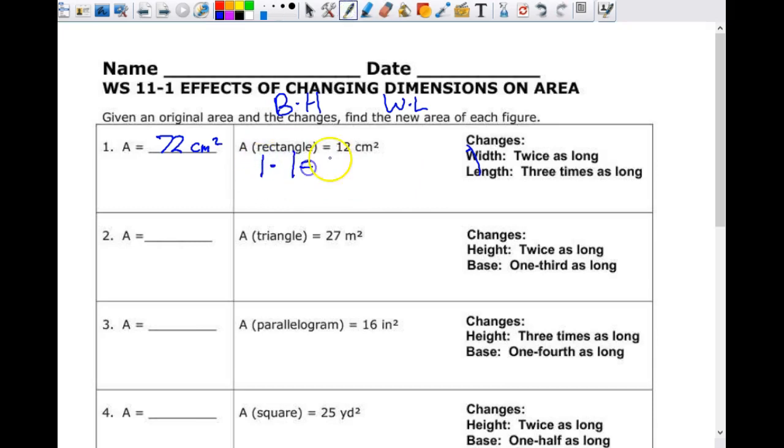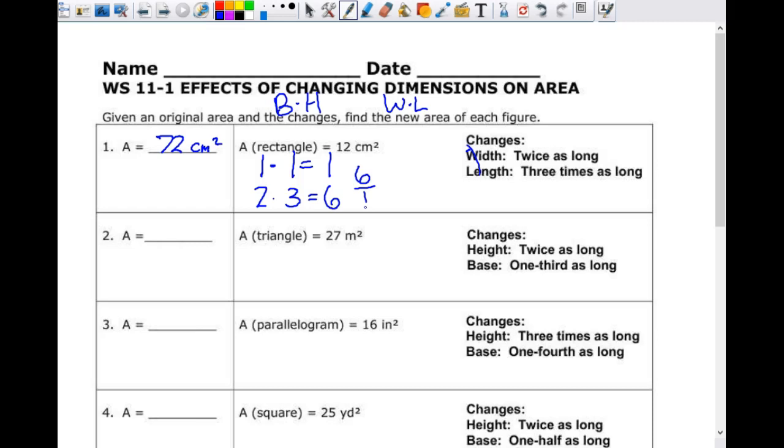1 times 1 is equal to 1. 2 times 1 is 2, times the length of 3, which is 6. And since we chose 1 from up here, it's just 6 divided by 1. And then remember, you take this as your scale factor and multiply it by the original starting number, the original area. You get 72. So 6 times 12 is 72. So here's where the shortcut comes in.